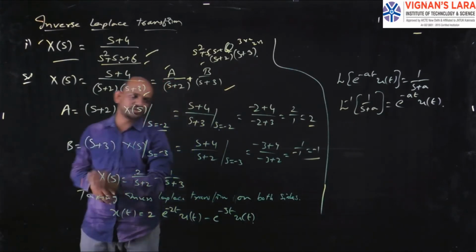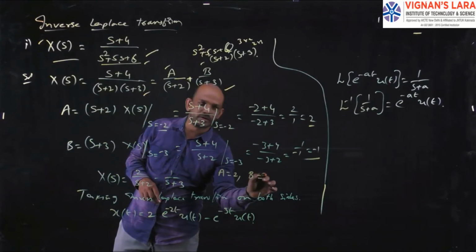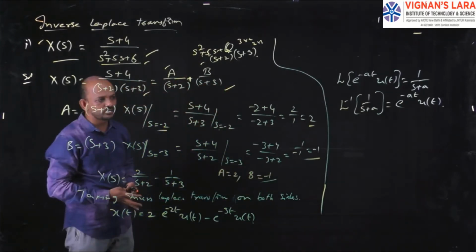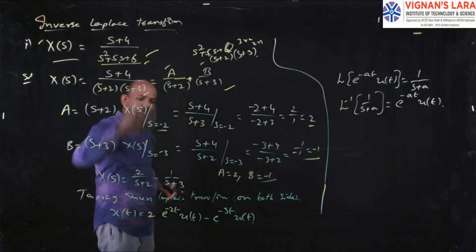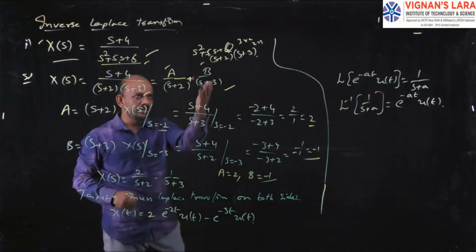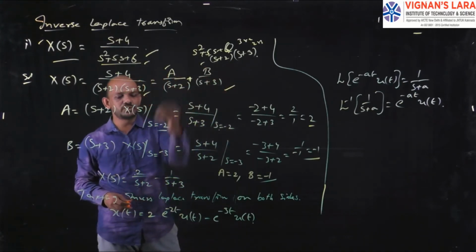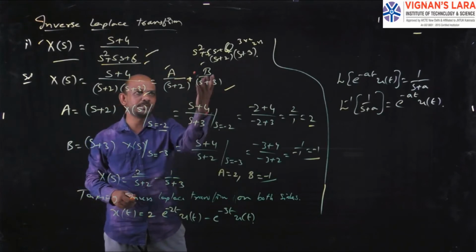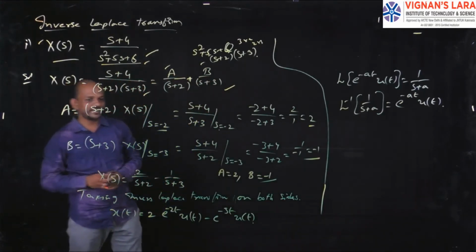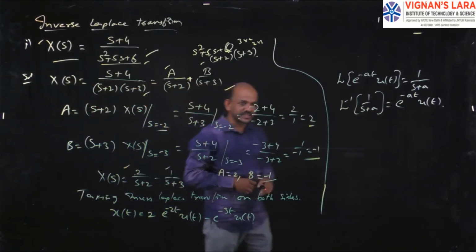So finally, what did I get? I got A equal to 2 and B equal to minus 1. Substitute this in this equation. Now our X of s will be equal to 2 by s plus 2, and the B value is minus 1, so minus 1 by s plus 3. As A equal to 2, I get 2 by s plus 2, and B equal to minus 1, I get minus 1 by s plus 3. So X of s I had taken as 2 by s plus 2 minus 1 by s plus 3.